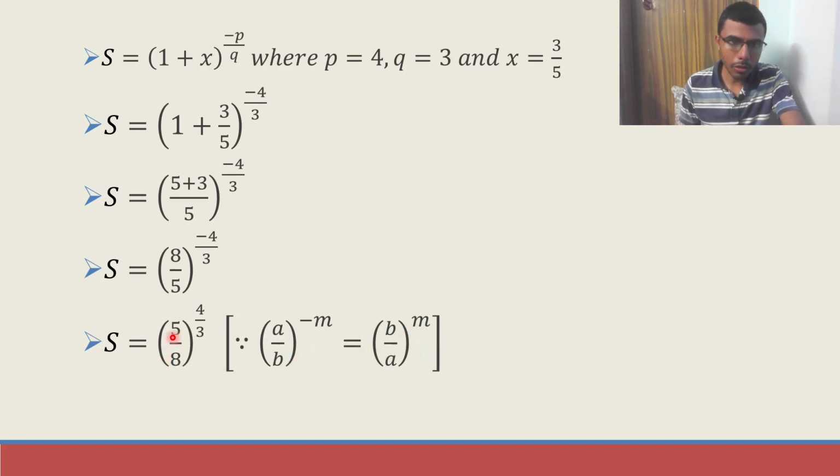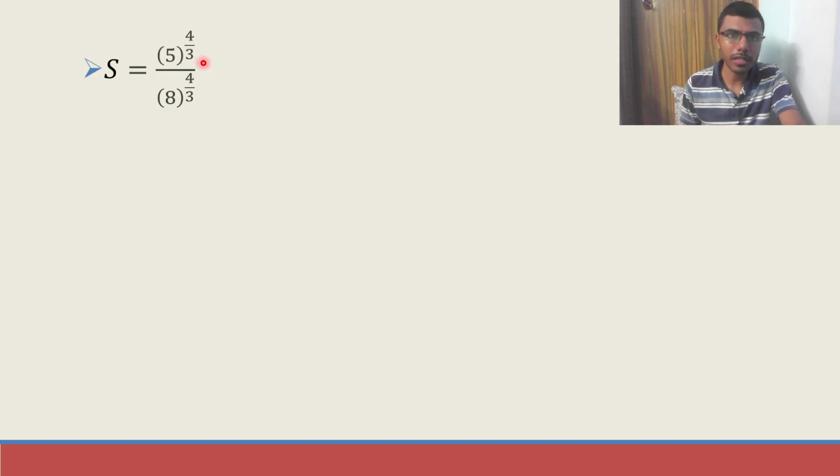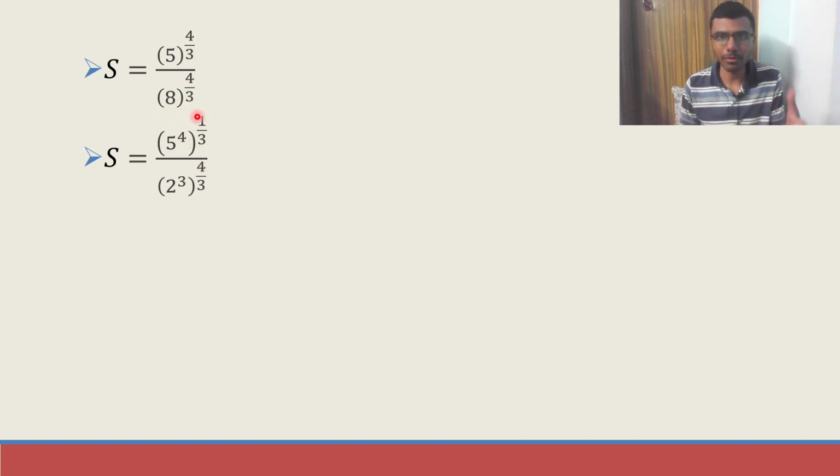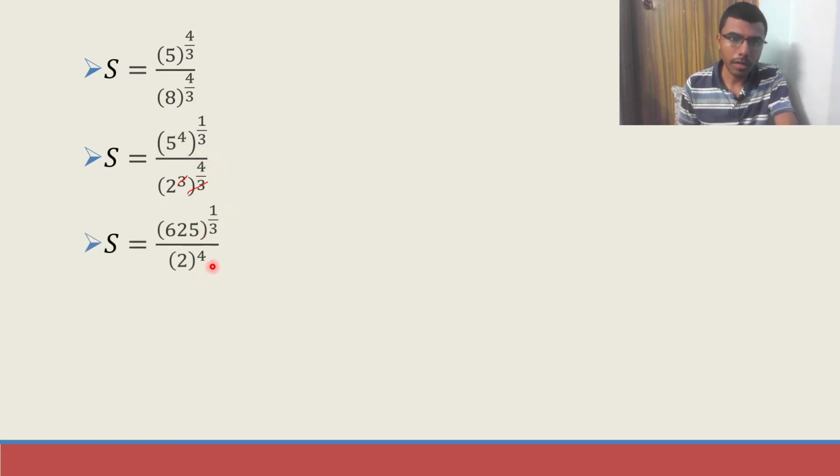And next, what you can do is split the power to both, 5 power 4 by 3 by 8 power 4 by 3. And next, you can write this as 5 power 4 whole power 1 by 3, and 8 can be simplified. Okay, 8 you can write it as 2 cube. Now if you write it as 2 cube, this 3 and this 3 will get cancelled. What is 2 power 4? 16. I'll get 16 in the denominator, and here I have 5 power 4 is 625. 625 power 1 by 3 by 2 power 4. As I mentioned, 3 cancel, 2 power 4 is 16. Now 625 power 1 by 3, I can write it as cube root of 625 divided by 16.